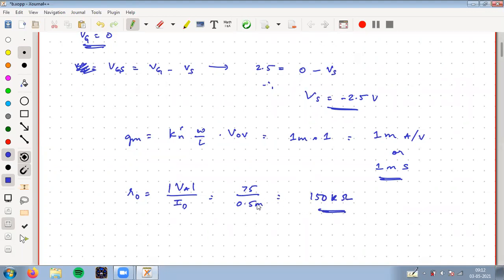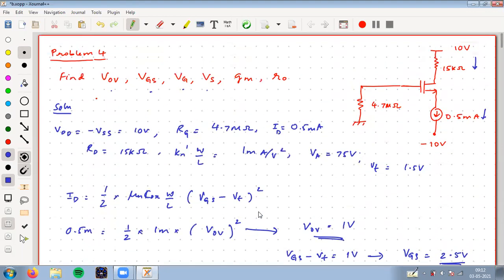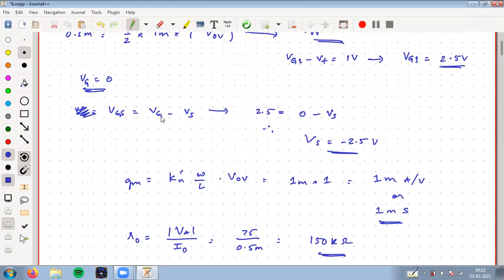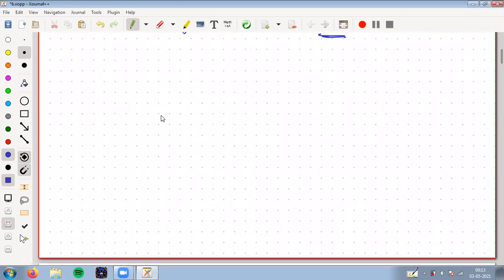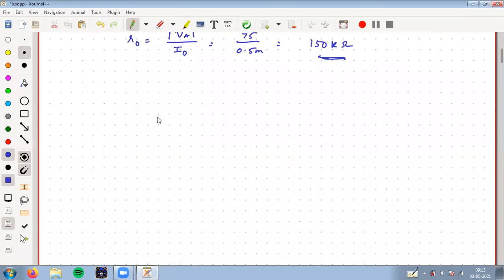Okay, so found out all the values: VOV, VGS, VG, VS, gm, and r0. Right. So straightforward formula, nothing very difficult. But here, we have not found out what is Rin and all those things. So for that, I'll use the same problem. Okay. Slight extension of the same problem.